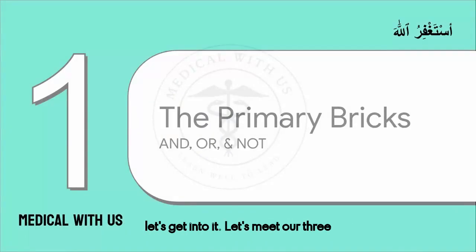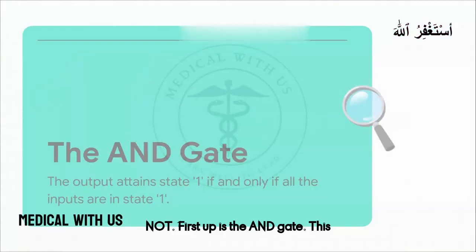Okay, so let's get into it. Let's meet our three most fundamental bricks. These are the absolute core pieces that almost everything else is built from, and their names are AND, OR, and NOT. First up is the AND gate.